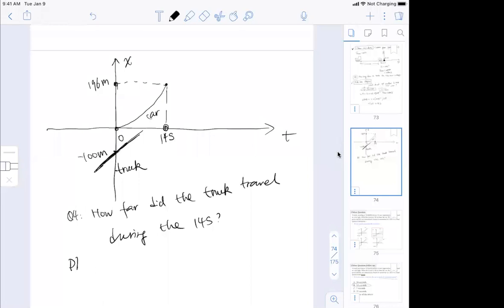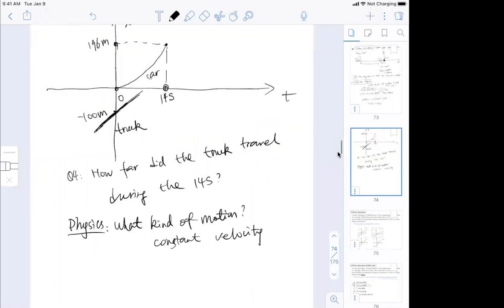Again, pick out the physics. What kind of physics can describe the motion of the truck? What kind of motion is the truck? Anybody? Constant velocity. Constant velocity, very good. The kind of motion for the truck is constant velocity. Now, knowing that, you know which equations to use. How far is asking position, so I need a position equation.